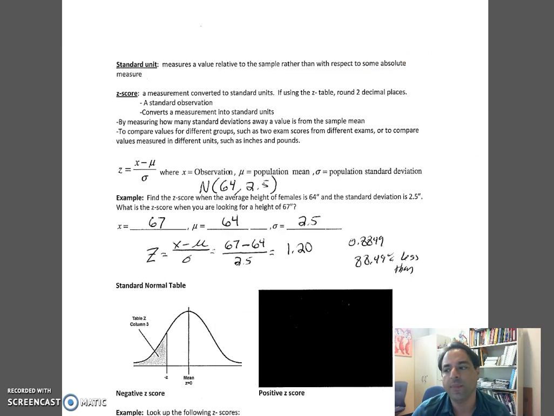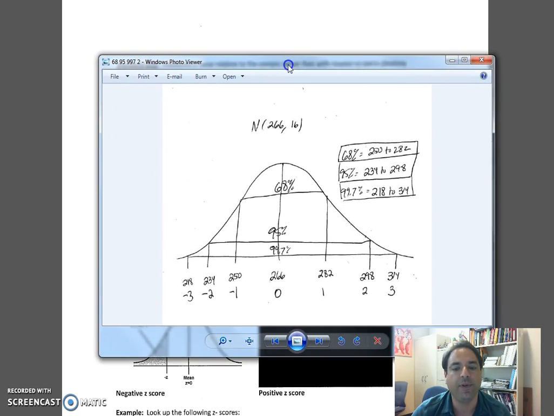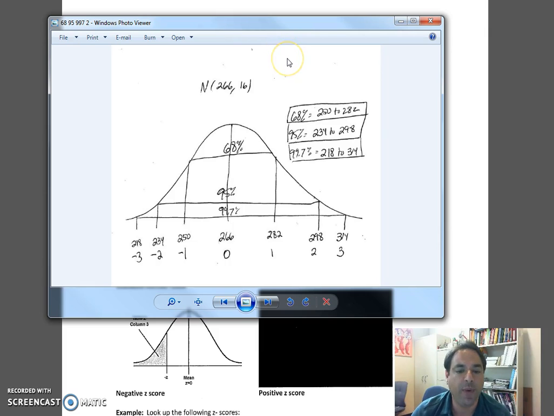This wouldn't work. Same thing with our second example, talking about length of human pregnancies. If you had one of these dates, then we could figure out what percent fall below or above. But if you were in between, how would we do that? So that's what the next section is all about.